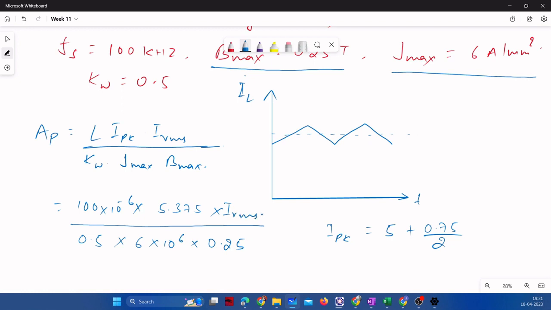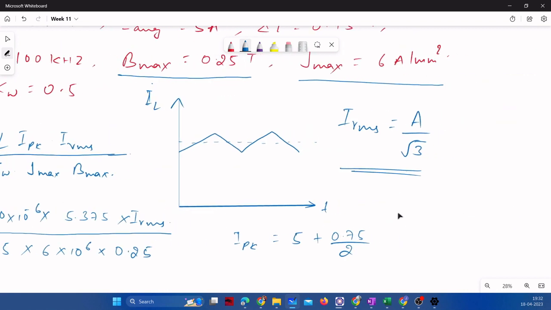How to compute IRMS? Obviously, the standard formula of RMS will always work. But if you can remember, I have told you earlier that the RMS of a triangular waveform is I naught plus del IL by 2, root 12. Okay, that is correct. But why 12, you are saying? You are saying that RMS is I plus del I by... no, it is root of average squared plus del IL squared by 12. Okay.